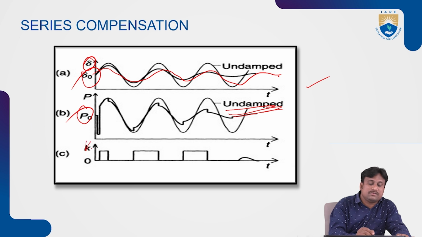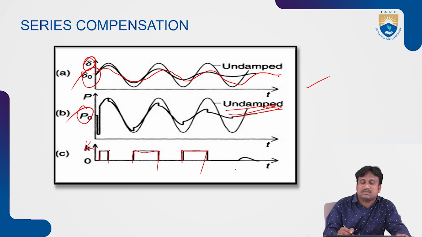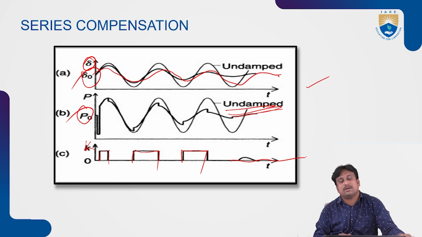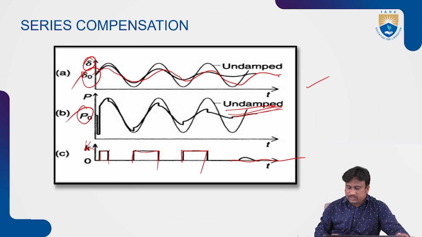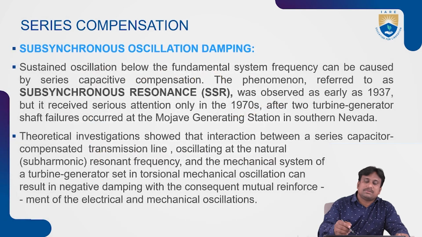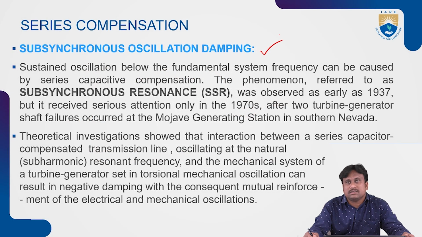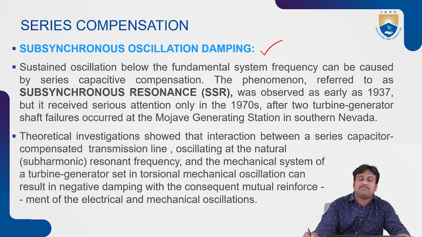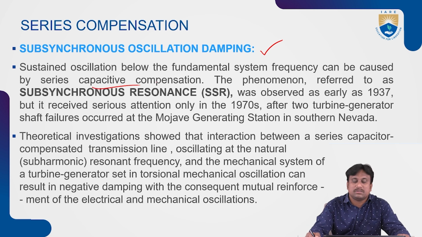This is one of the coefficient K with peaks generated at various intervals of time. This may represent the series compensation under undamped frequency ranges. So subsynchronous oscillation damping is considered here as one of the factors. This is sustained oscillation below the fundamental system frequency that can be caused by series capacitive compensation.